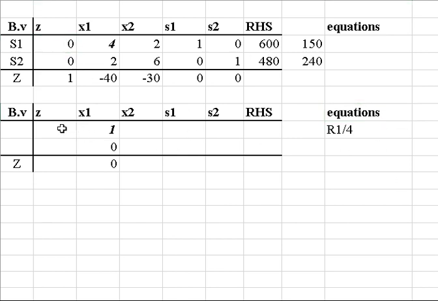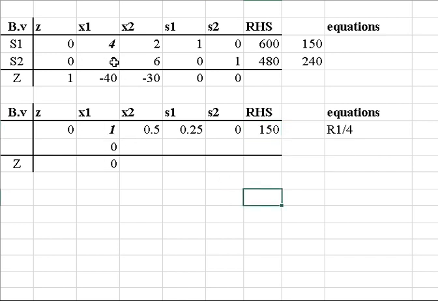0 divided by 4, 0. 0 divided by 1, 1. 2 divided by 4, 1/2. 1 divided by 4, 1/4. 0 divided by 4, 0. 600 divided by 4 is 150.